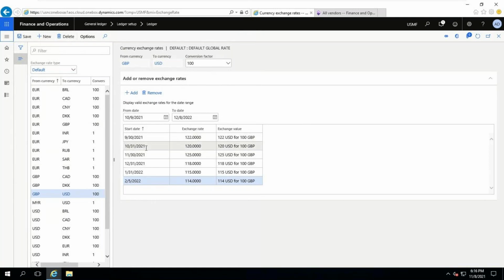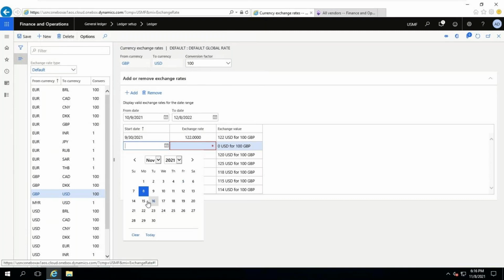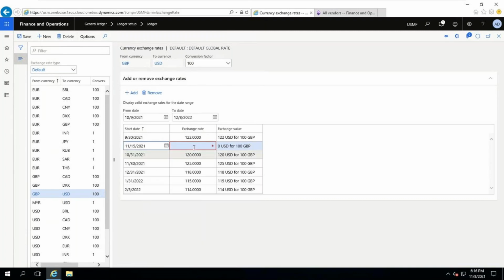Suppose the exchange rates are fortnightly, you can enter here every fortnight, suppose every 15th. I have entered like this. Fortnightly also you can enter, but it will confuse you if you keep more. That is the reason I am not keeping it.